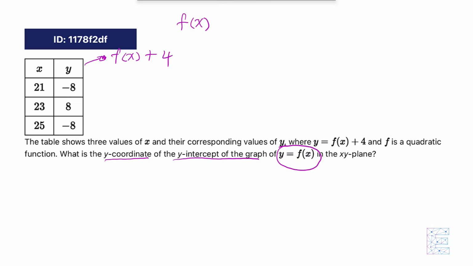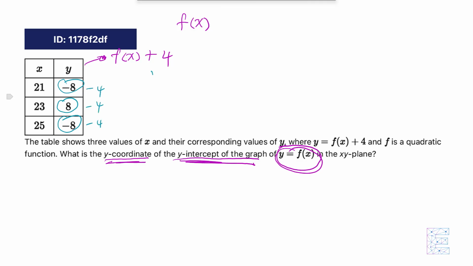Now, when you look at the question again, it's asking for the y-coordinate of the y-intercept of the original graph. So we're not looking for the y-intercept of this graph. We're looking for the original. What does that mean? We have to undo this shift up 4 places by moving this graph down 4 places. To move the graph down, it means the y values are going to be less by 4. So subtract 4 from each of these.